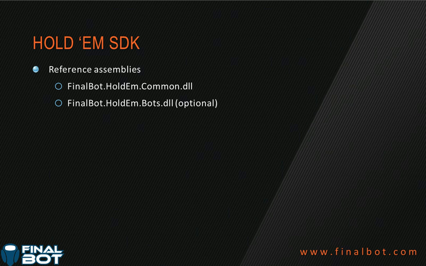Once you download the Hold'em SDK, there are really a few core components that you're going to care about. If you want to build your own bot from scratch, you will write your CLI assembly, whether you're using .NET or Mono, and you need to reference the finalbot.hold'em.common.dll assembly. This contains all the common information about our Hold'em game, which is really the data that's passed between the engine and your bot when it's competing. You can also optionally reference the FinalBot Hold'em Bots DLL, which provides some debug information for use in the test client, and we'll get into that at a future date.